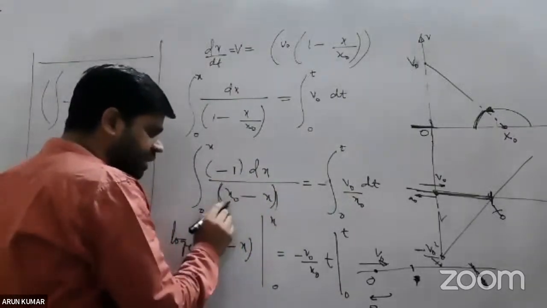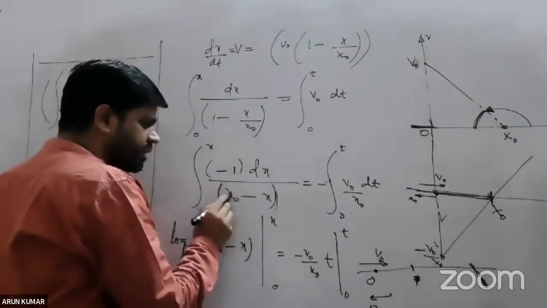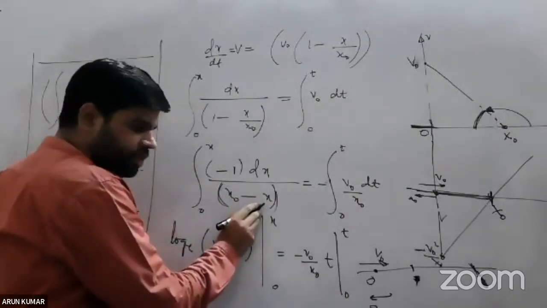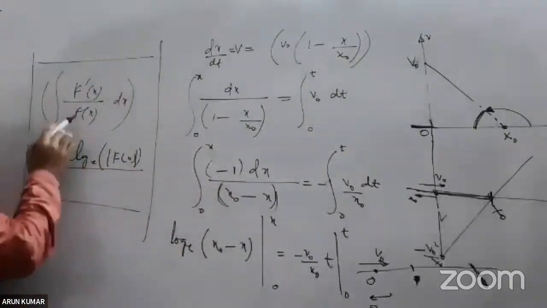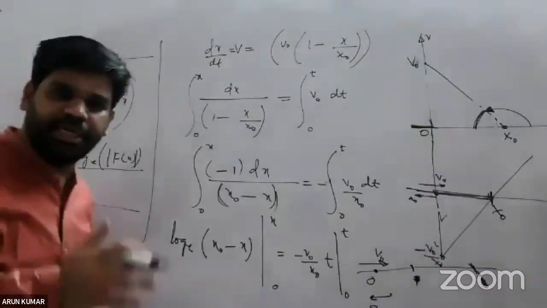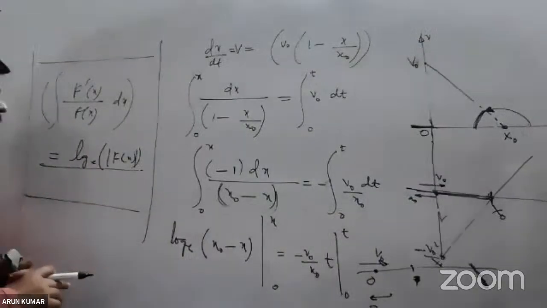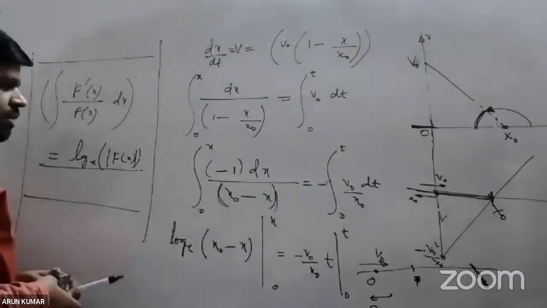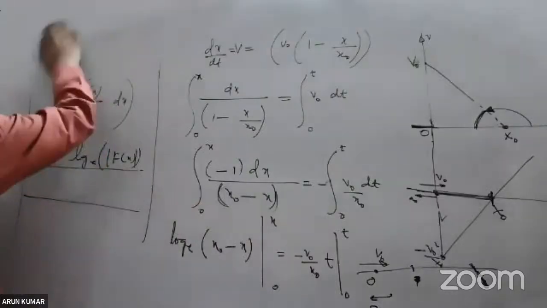If x naught minus x is f of x, the derivative of that is minus 1, because the derivative of x naught is constant and the derivative of minus x is minus 1. So the derivative of the denominator is minus 1. So I'm getting the form f dash by f of x. This is the standard form which we come across repeatedly. Alright.